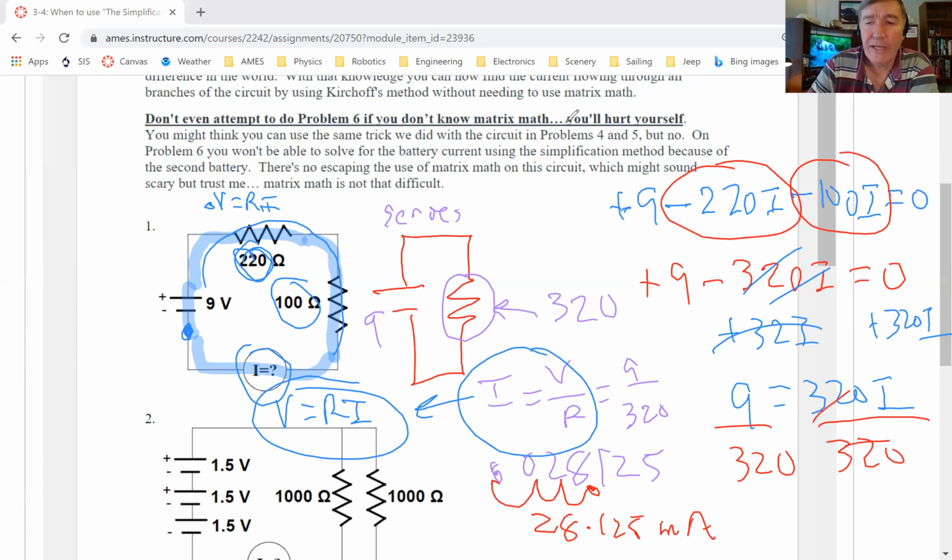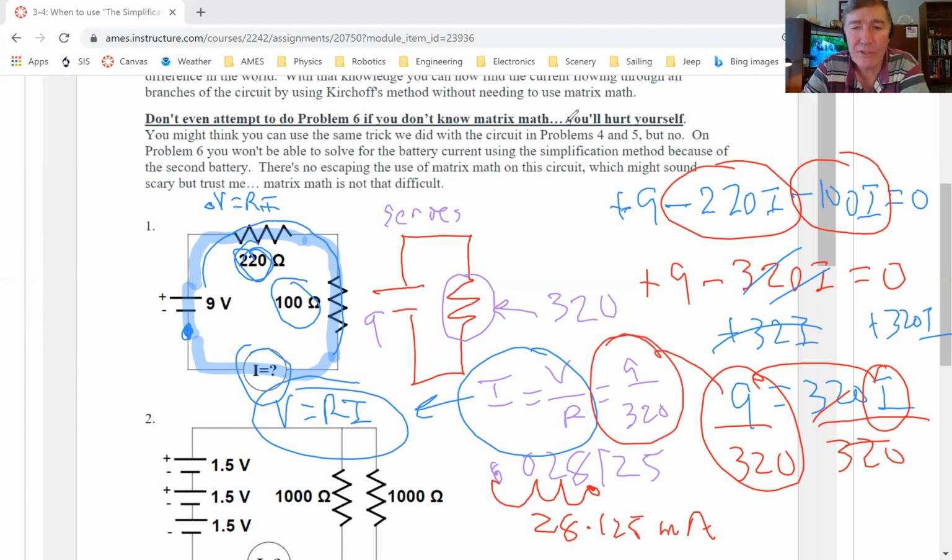Okay, so now I get I equals 9 divided by 320, which, oh my goodness, isn't that interesting? It's exactly the same as what we got before. That means our answer will be exactly the same as what we got before. So is that reassuring to know that we did it using the simplification method and we did it using Kirchhoff's method and we got the same answer both times? That's a relief. I was worried.